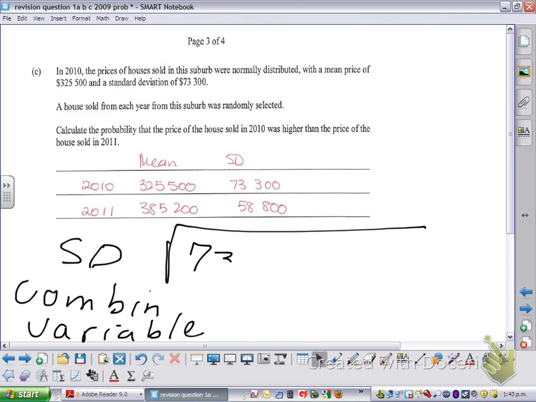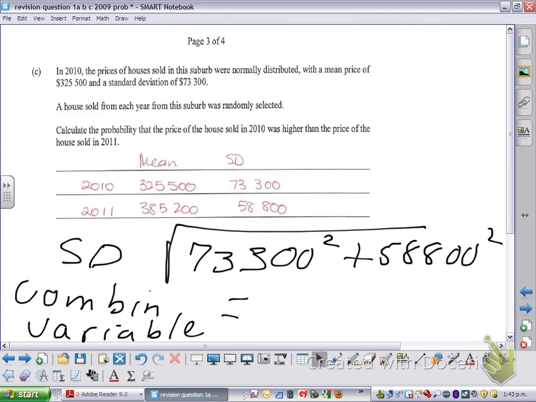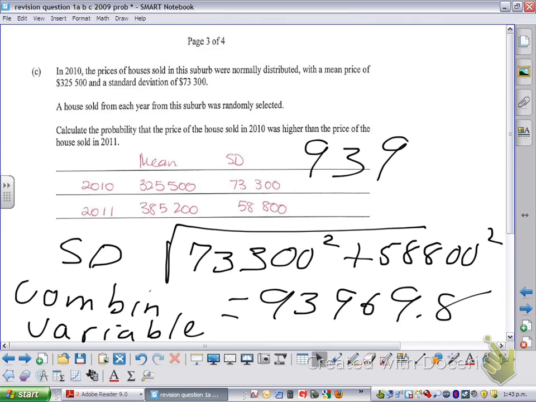You're taking your 73300 squared, plus it's always adding with variances, and the 58800 squared. And you're finding that. And when you do that, you're going to get a standard deviation for the difference of 93969.8, which they've just rounded off to 93970. So there's the standard deviation. Now that, along with the difference of the means, is what we put into the calculator.